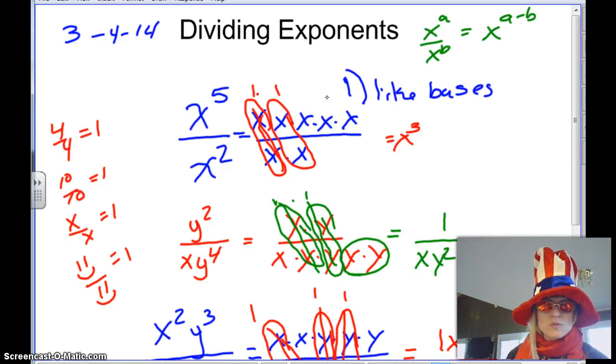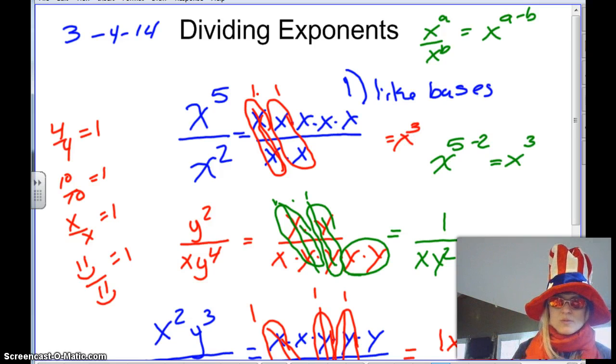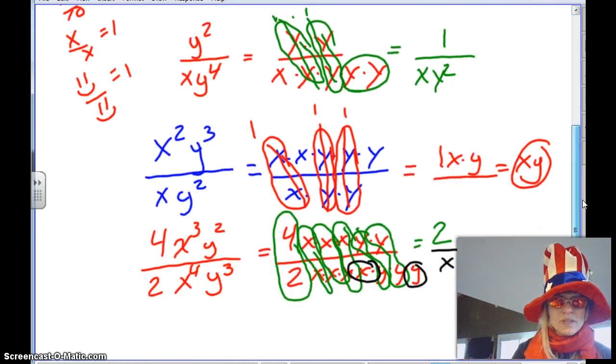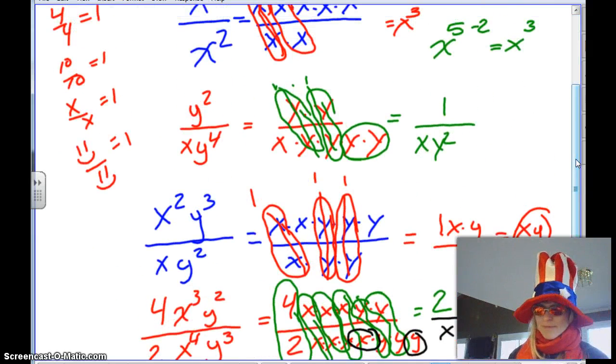So if we were going to use this rule in this situation, I would put my x down, which happens to be x in this case. And then my a is the top exponent, which is 5, minus b, which is my bottom exponent, which is 2. And so then that would become x to the third, which is what we had here. Okay? So let's see how this rule applies down here now. Remember, you can only do it with those of like terms. So my y is going to stay here.